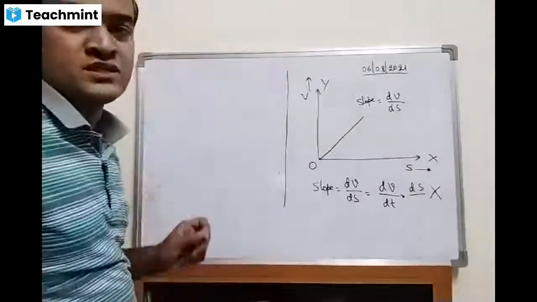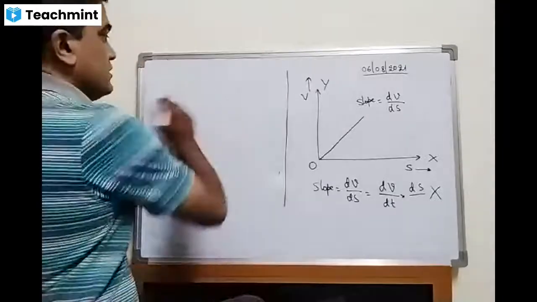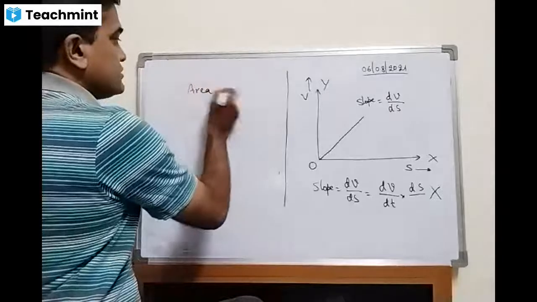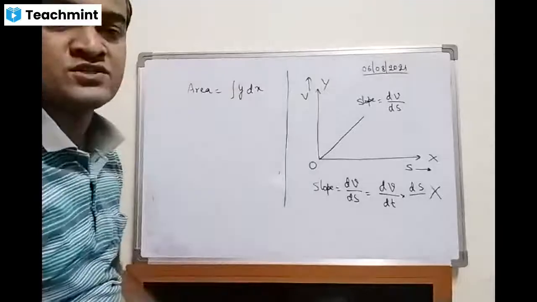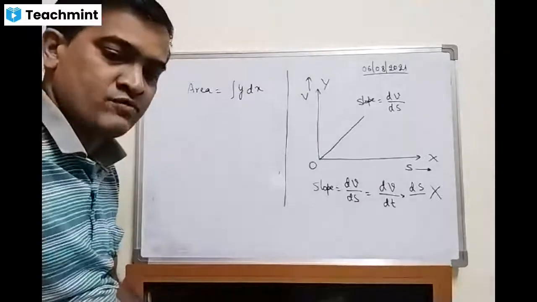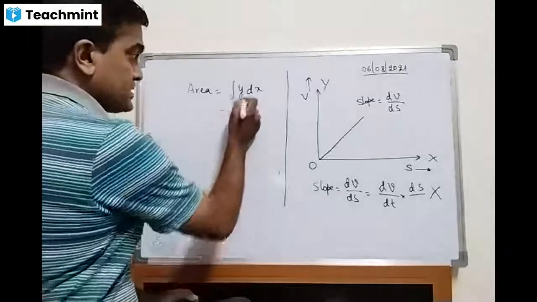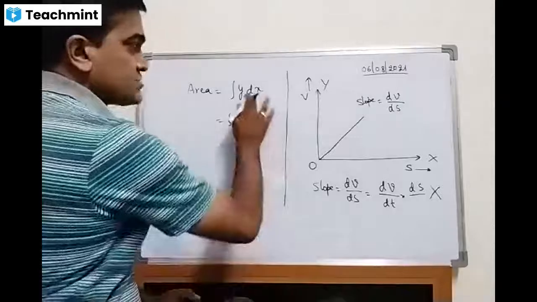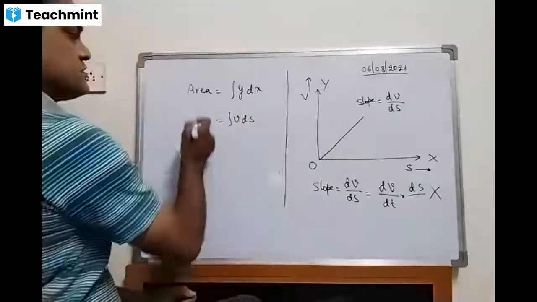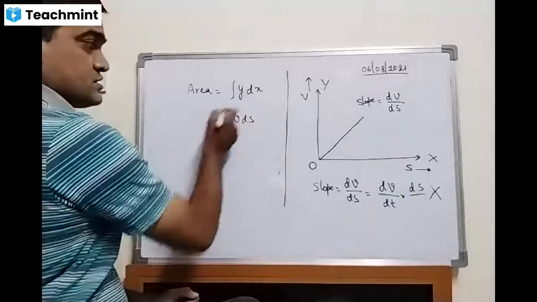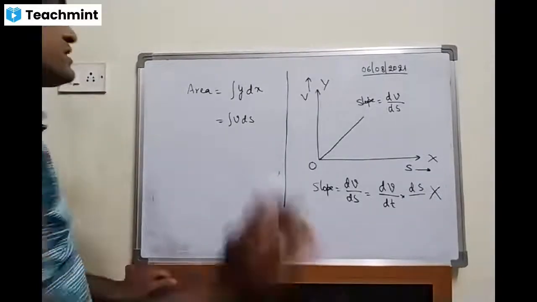Now what I will do is I will try to find out the area under the curve. Area under the curve is nothing but multiplication. So how to find out area? What is the general formula you have for area? Area is equal to the integral of y dx. But in place of y, we have v, velocity, and in place of the x-axis, we have displacement, ds. This velocity multiplied by displacement is nothing but area.